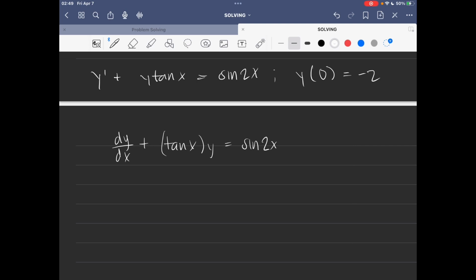So it's just like the other equation, so let's use the integrating factor: y e raised to the integral of tan x dx is equal to the integral of q of x, which is sine 2x, times e raised to the integral of tan x dx.